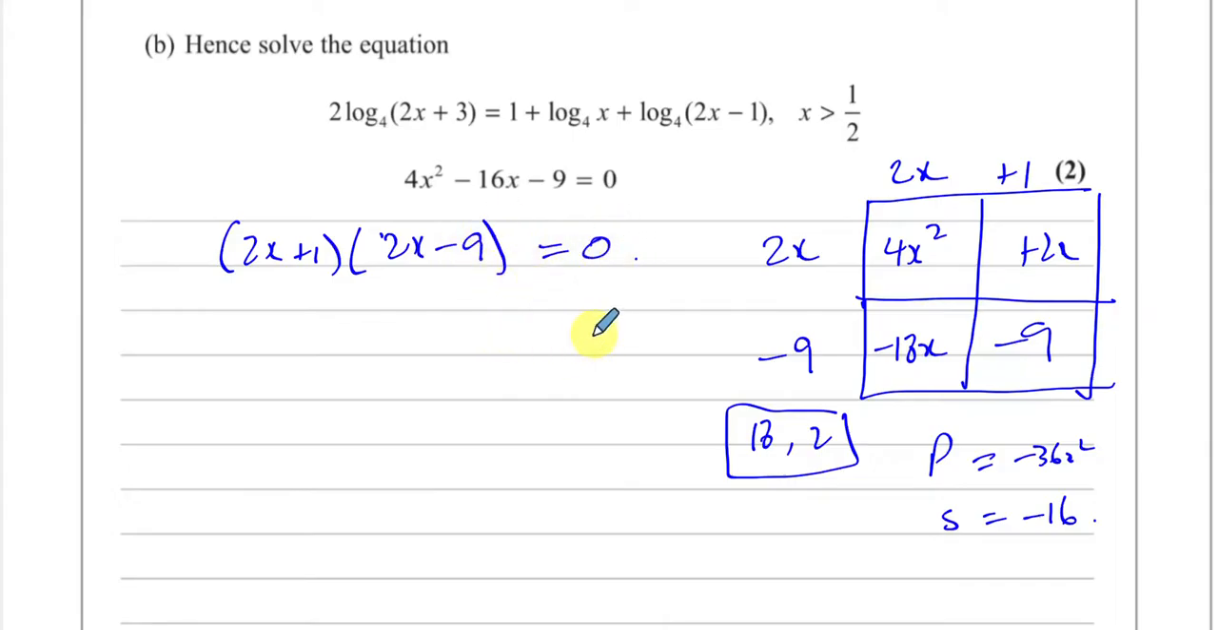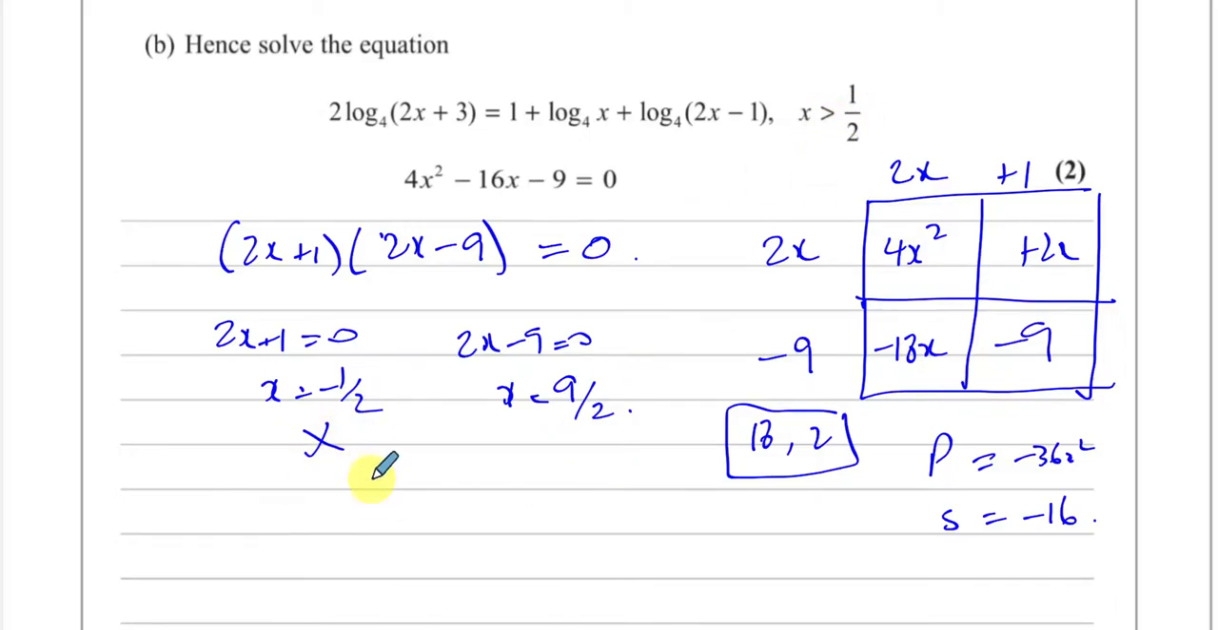There are different ways of factorizing. You could split the middle term, or you could solve this by using the quadratic formula. In the end, you'll end up with 2x plus 1 equals 0, so x equals negative a half, and 2x minus 9 equals 0, so x equals 9 over 2. Now it very clearly tells us x is greater than a half, so we're not going to accept this.